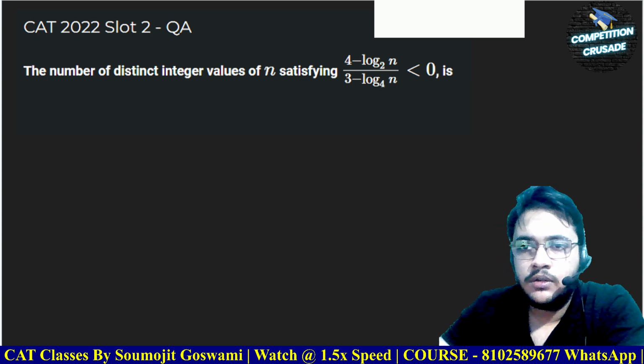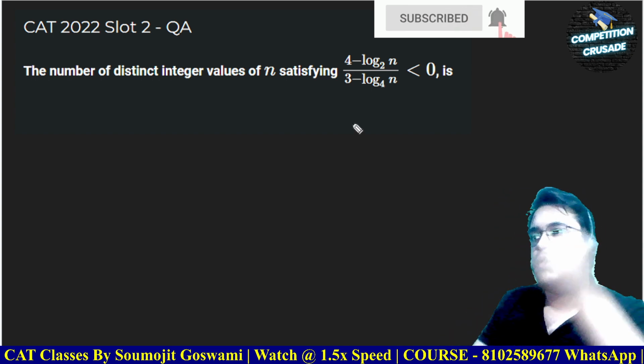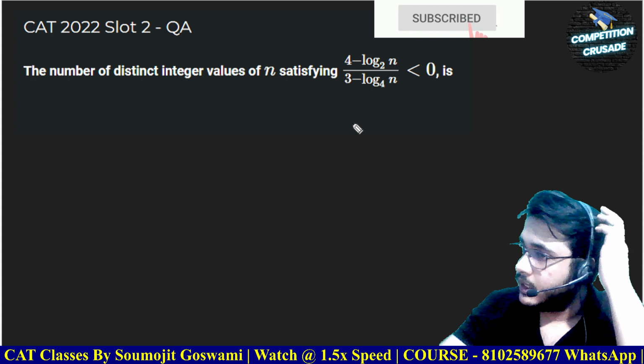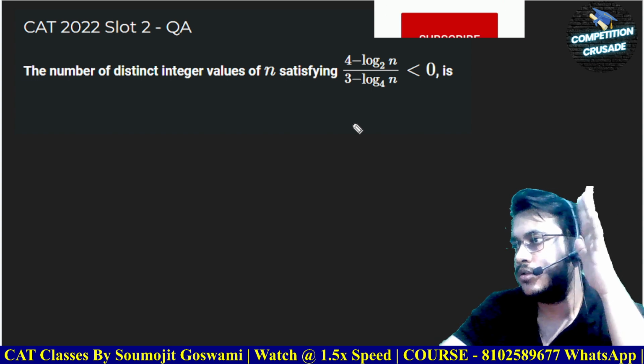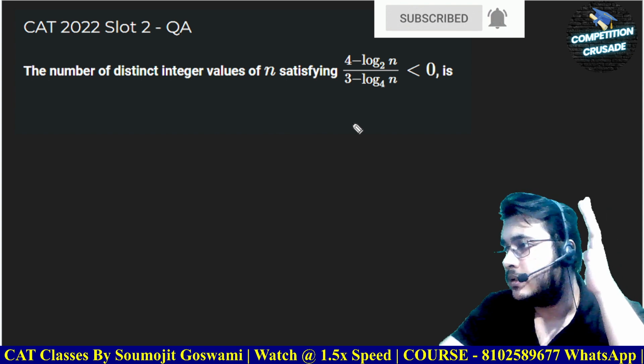We're looking into a very interesting question of CAT 2022 slot 2 quantitative ability section. The question says: the number of distinct integer values of n satisfying this expression, (4 minus log n base 2) divided by (3 minus log n base 4), is less than 0.